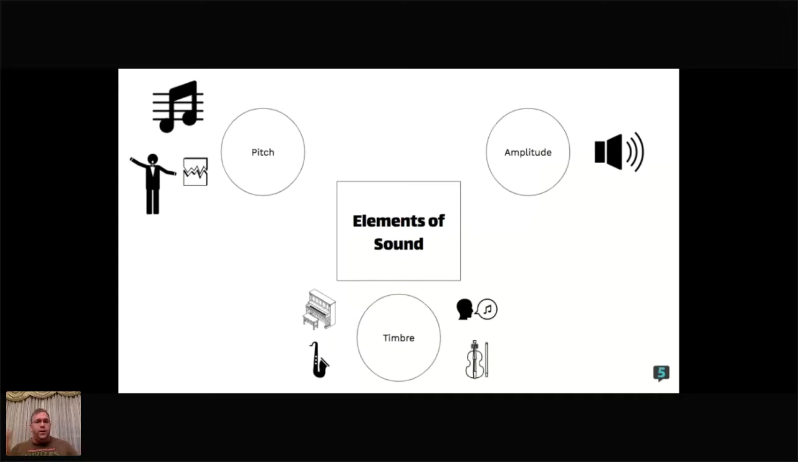So pitch refers to frequency. Is it a high note? Is it a low note? Amplitude refers to the loudness of the sound, and then the timbre refers to the purity. And when I say purity, it doesn't mean one's impure. It just means different instruments produce different sounds. So that is the elements of sound.